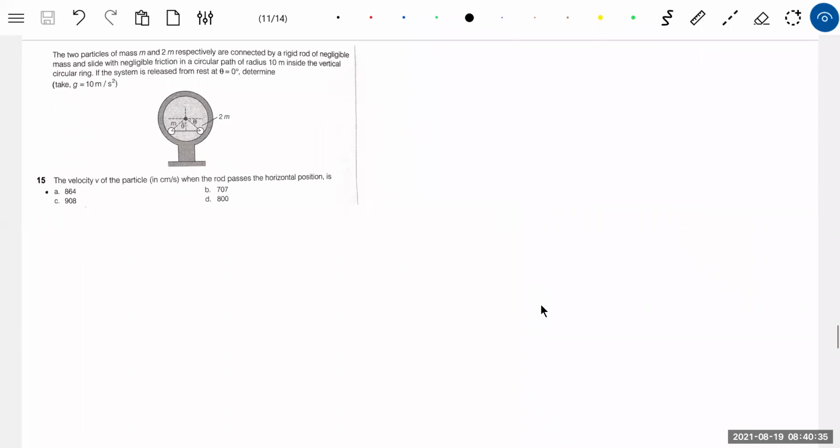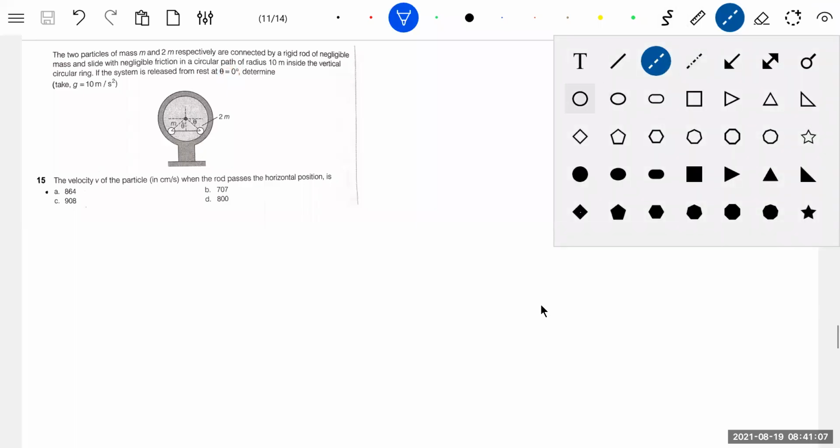Two particles are connected by a rigid rod of negligible mass and slide with negligible friction in a circular path of radius 10 meter inside the vertical circular ring. If the system is released from rest at theta equal to 0. It's something simple, you start getting confused.